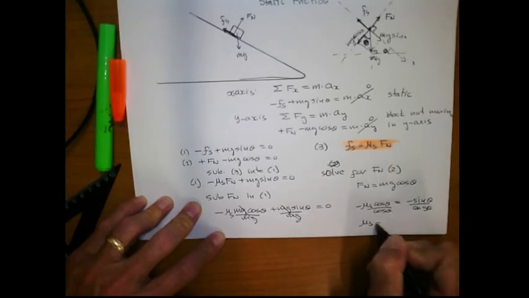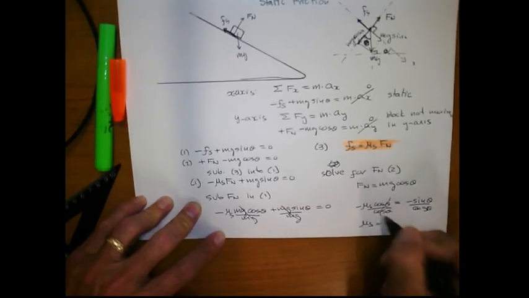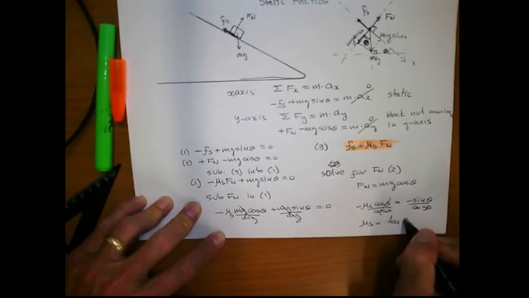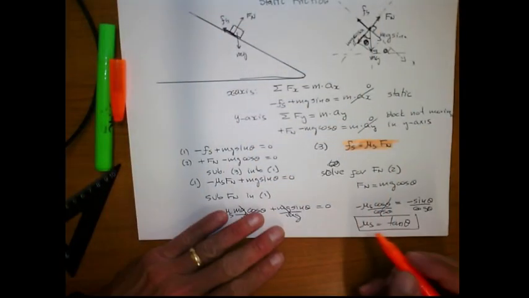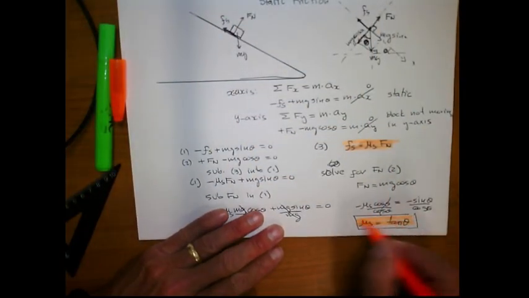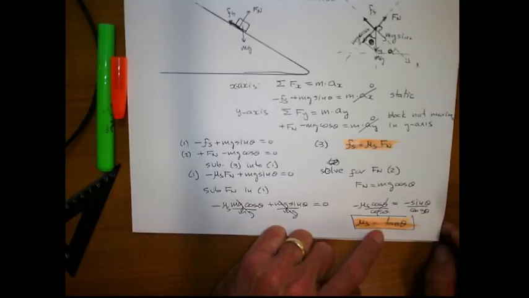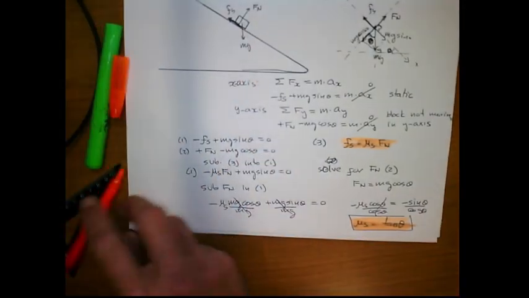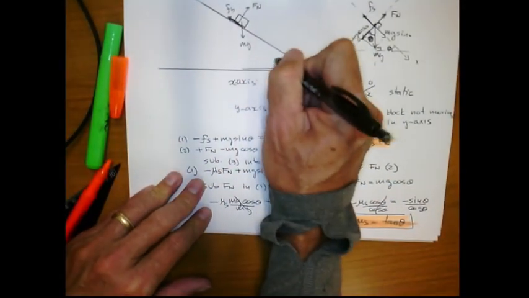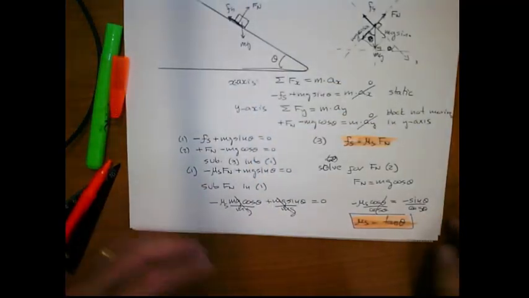And mu static is sine over cosine, which is tangent. And this is how you find the coefficient of static friction, by just calculating tangent of the angle just before moving.